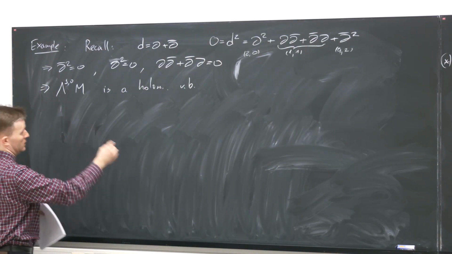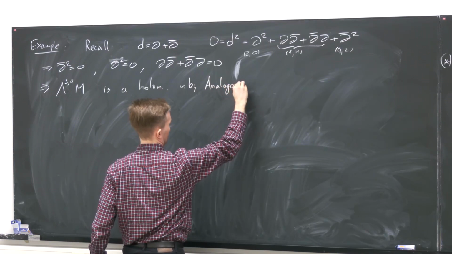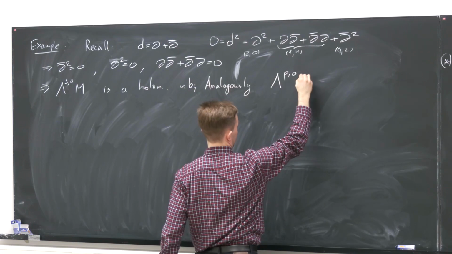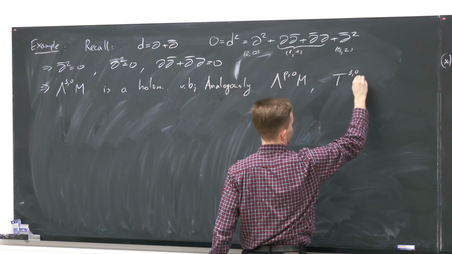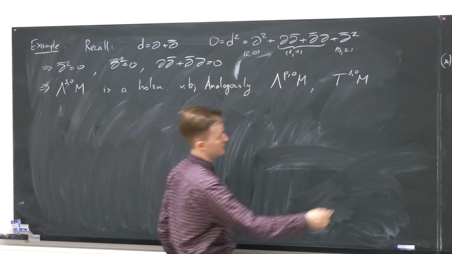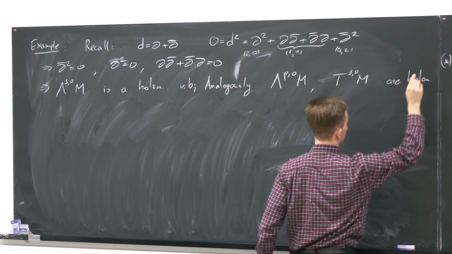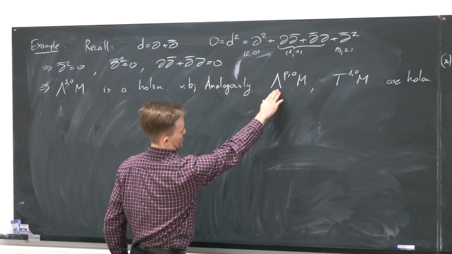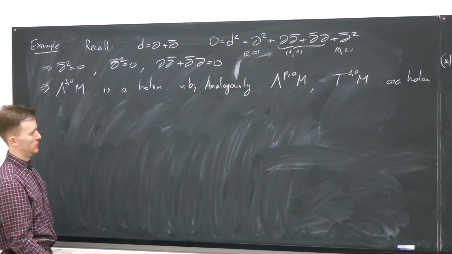So similarly, the bundles Lambda^{p,0} M and T^{1,0} M are all holomorphic. That's just the exterior power of a holomorphic bundle, and this one is the dual of a holomorphic bundle, so they are all holomorphic.